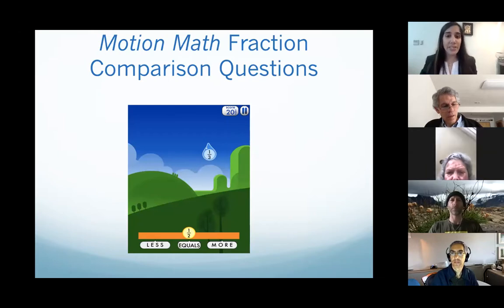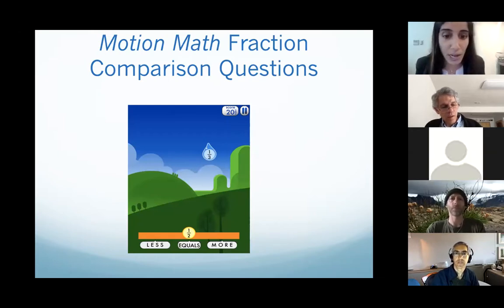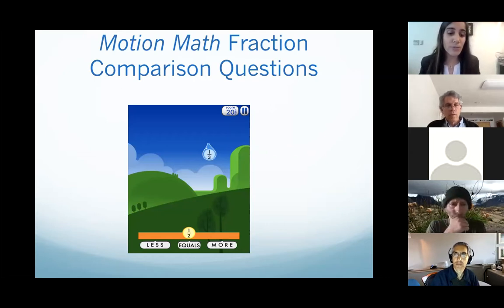The other part of the game was where they had to place fractions into 3 bins. For example, they were given the fraction 1/3 and they had to place it into the bin that says less than 1/2, equal to 1/2, or more than 1/2. If they got it correct, the bin would light up bright blue. If they got it incorrect, the bin wouldn't change colors. So that was another part of the game.